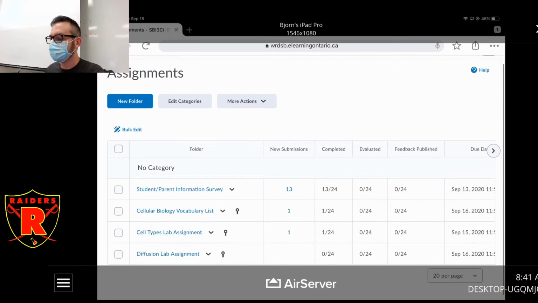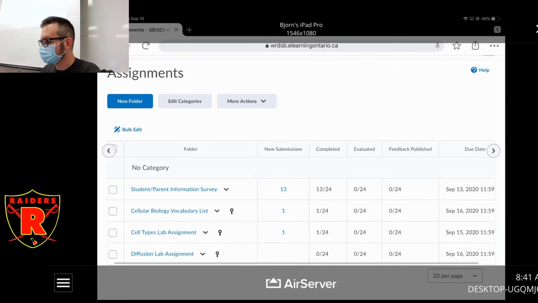The cell biology vocab list, that's due on Wednesday, okay? So it always has the due date written right on there. So that would be like the last thing that you do for this unit. You're gonna hand that vocab list in, and I'm gonna give you a mark for that as well. But we're gonna keep adding to it.